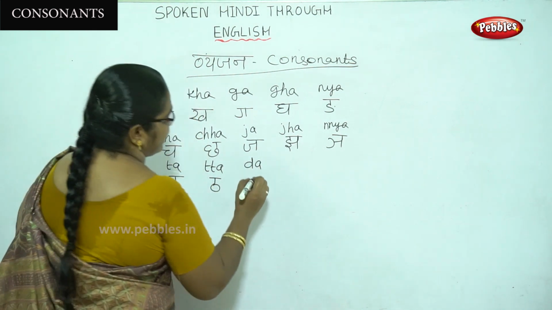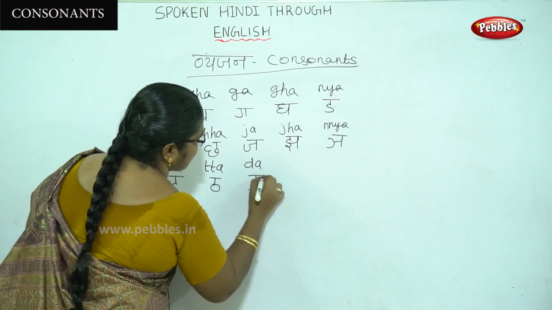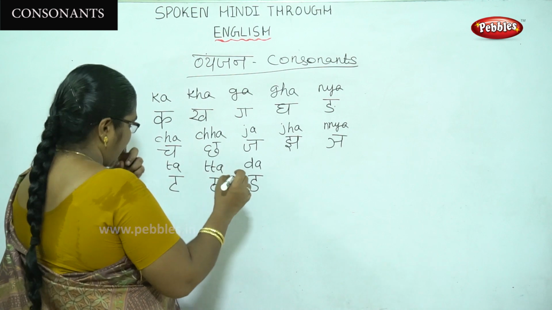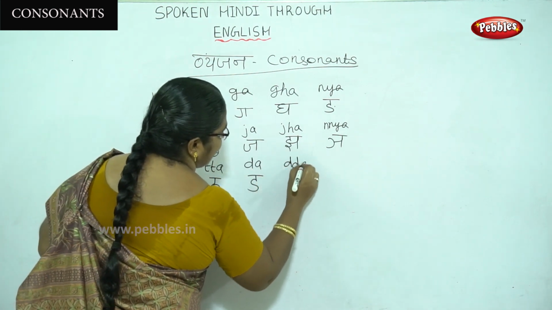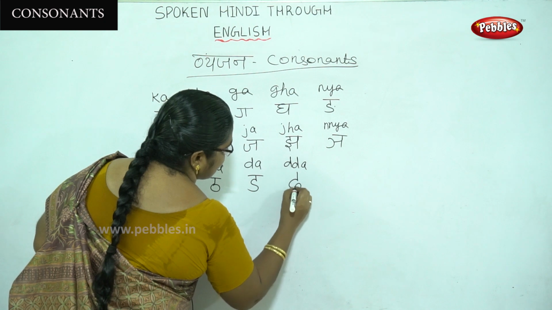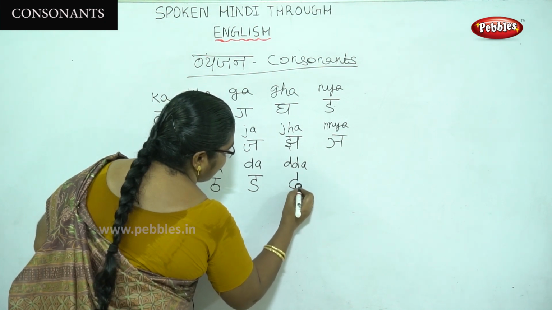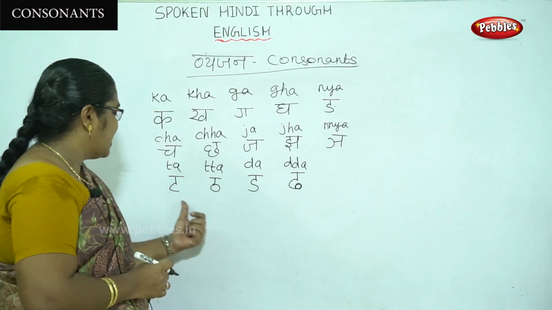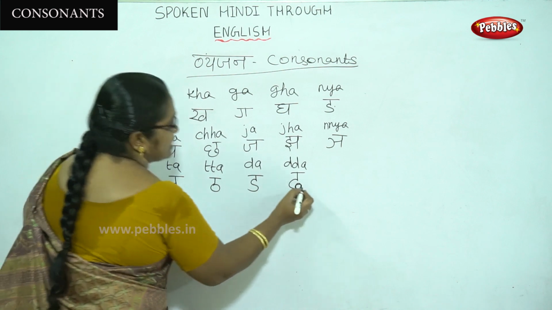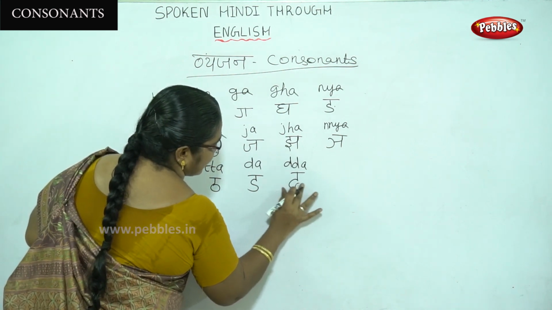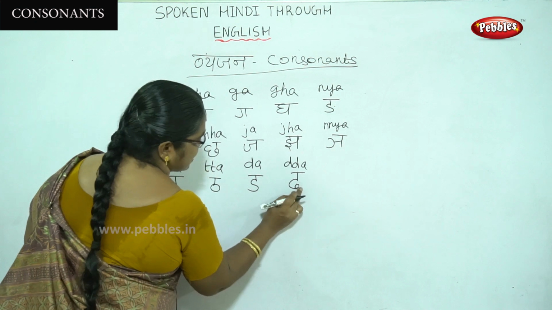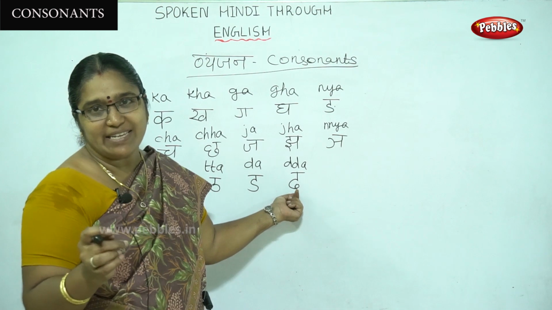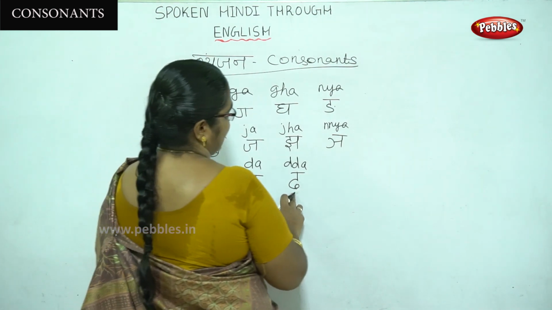The next one is da. This is like this. The next one is da, for which we put a round like this. The first and the fourth one are the same; the simple difference is we have to make a circle here. This is for daddy. For that we have to use da.